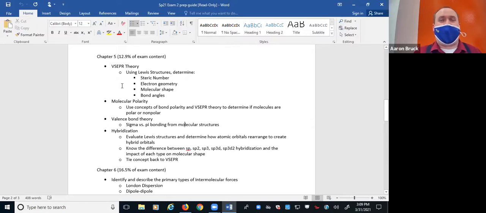Because now it becomes a matter of, do you know how to use the table, as opposed to, do you know how to go, okay, I've got 5 bonds and a lone pair, that's an octahedral, what is it? It's square pyramidal, but you don't need to know that. You can just follow the chart on that.